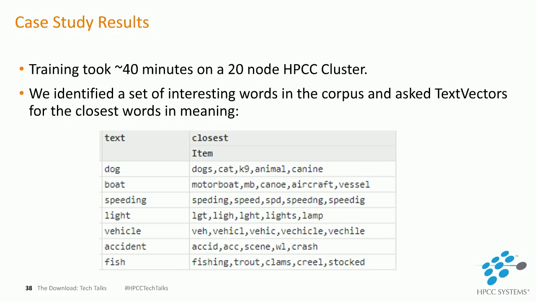For boat, it found motorboat, an abbreviation for motorboat, MB, as well as canoe, aircraft, and vessel. Now, aircraft is clearly a type of vessel, but it's also probably very similar in the laws to a boat. So that's why you see some similarity there. For speeding, it found many different spellings and abbreviations, which it was able to detect as having similar meanings.